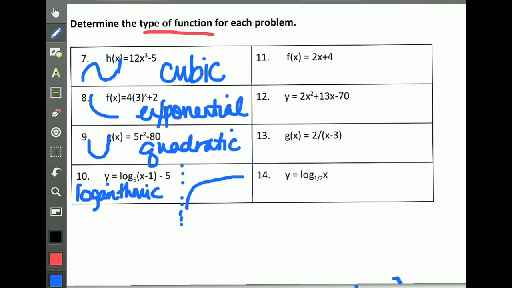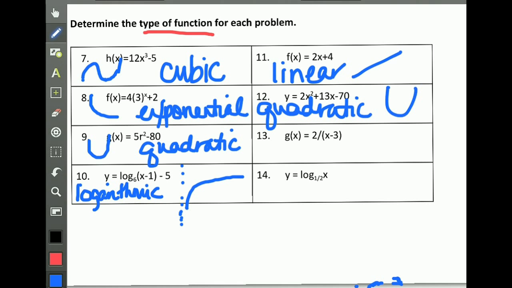Number 11, 2x plus 4 has a degree of 1, so that is linear. So that's just going to be a straight line. Number 12, y equals 2x squared plus 13x minus 70. That is quadratic. So that's going to be a parabola again.